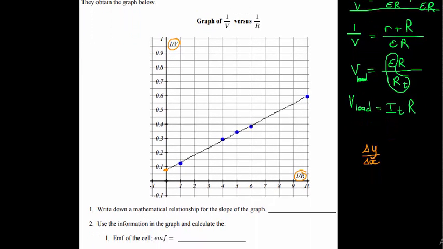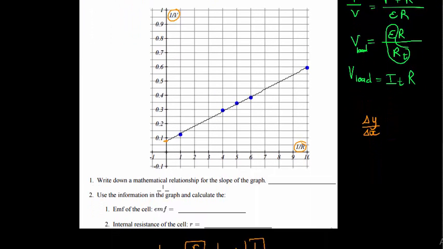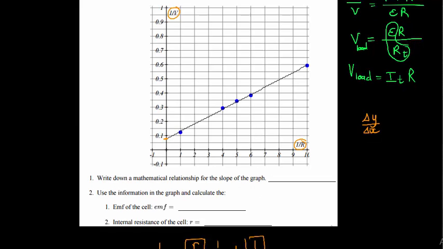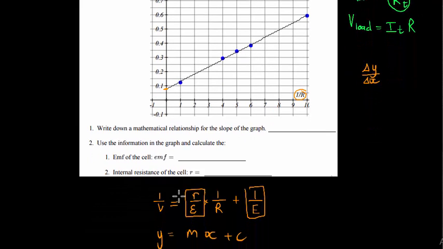Okay, so let's start by saying write down the mathematical relationship for the slope of the graph. And now you can see, well, this is what I wanted. Okay, the slope of this graph is given by the internal resistance divided by the EMF. Okay, use the information from the graph to calculate the EMF of the cell.